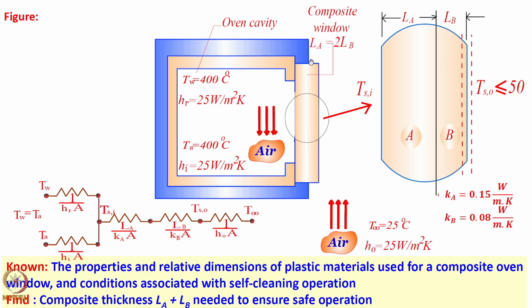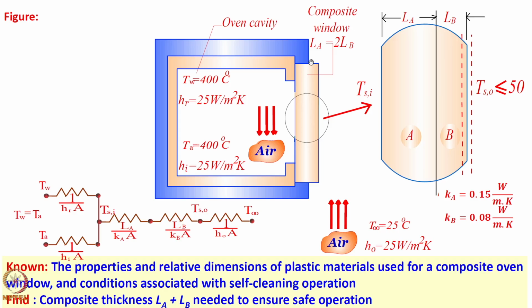You are asked to find the thicknesses La and Lb such that Ts outside is less than or equal to 50 degrees centigrade. This problem is very simple, because if you look at the outside, you have T infinity, which is 25. There is convection on the outside. Then you have T surface out, which is the outer wall of the window. There is conduction through the wall.